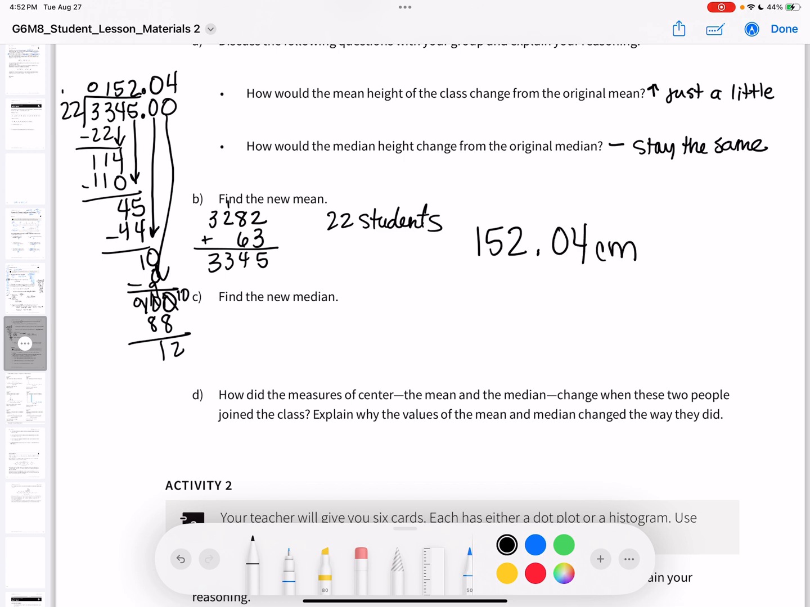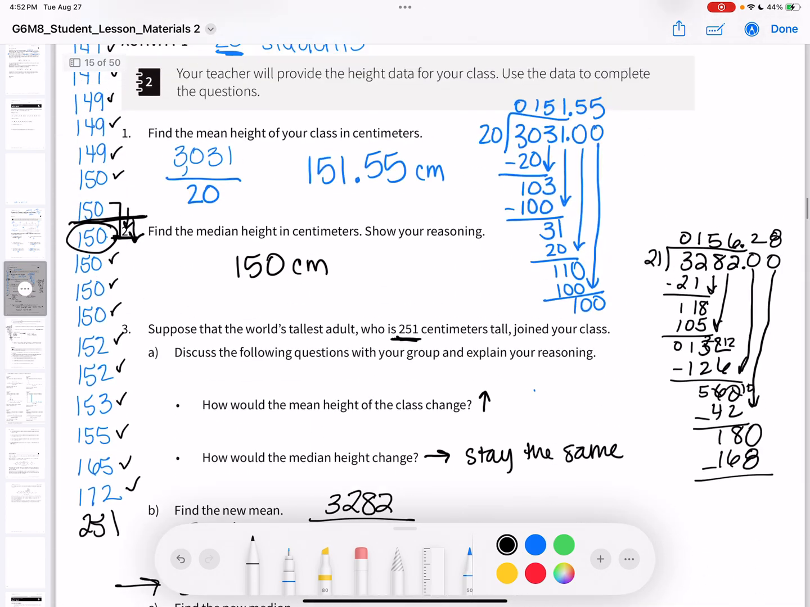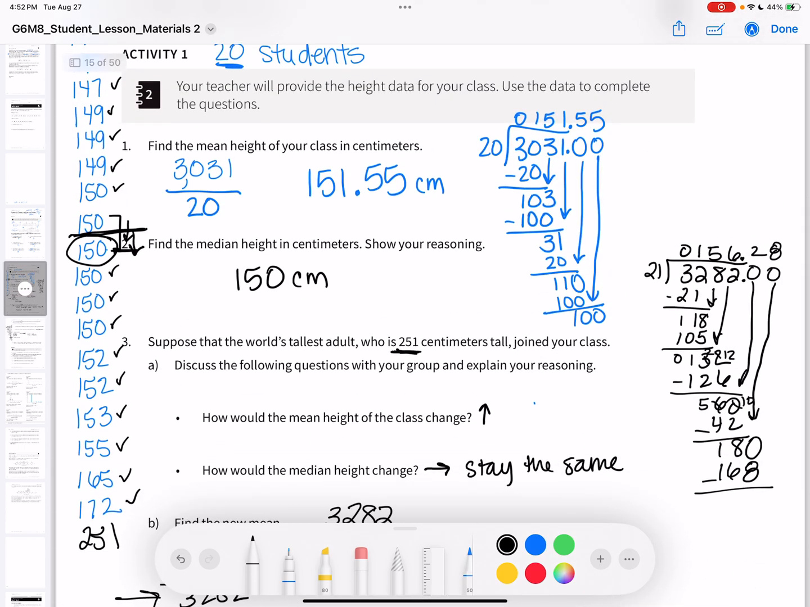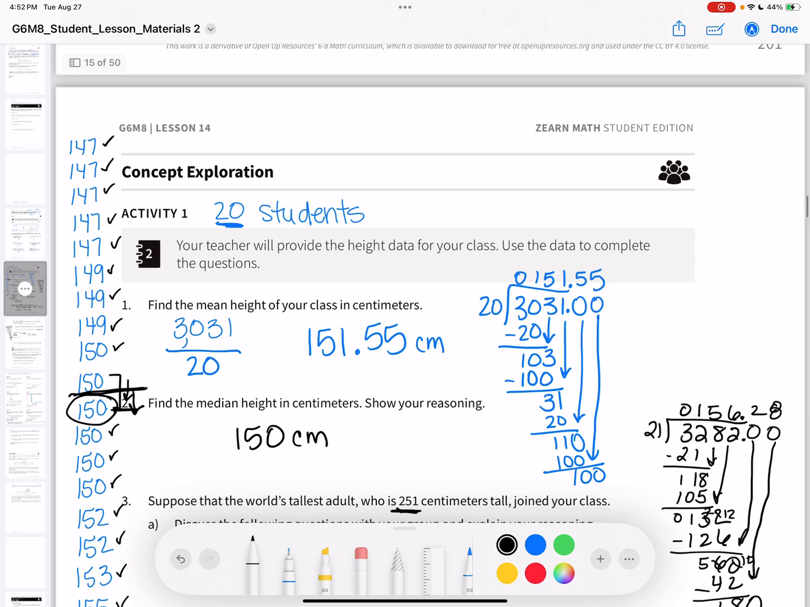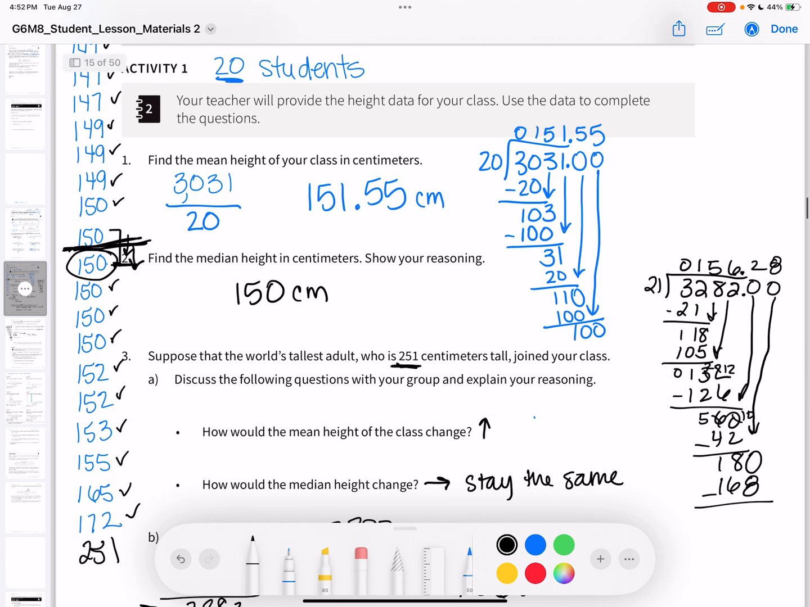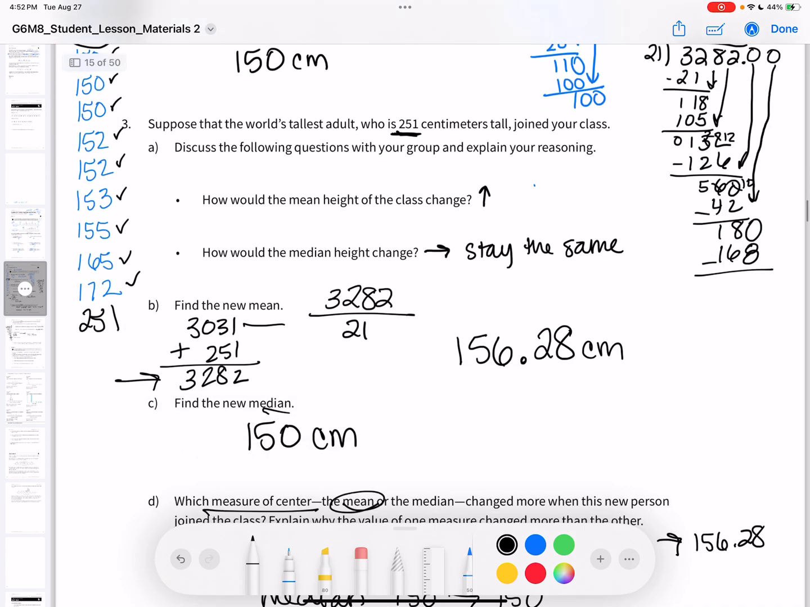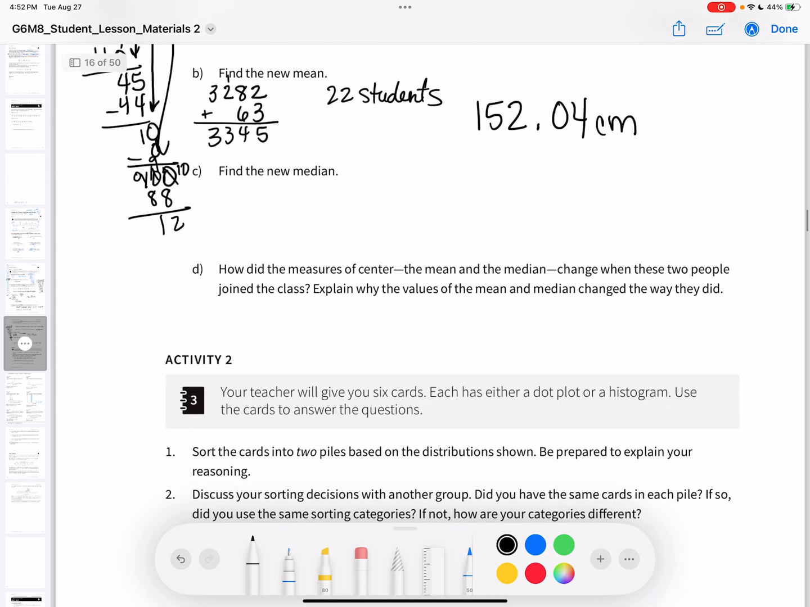Find the new median. Well, like I said, we're adding 1 to the bottom and 1 to the top. So our median goes back to that middle section here, which is in between 150 and 150. So our median stays exactly the same, 150 centimeters.